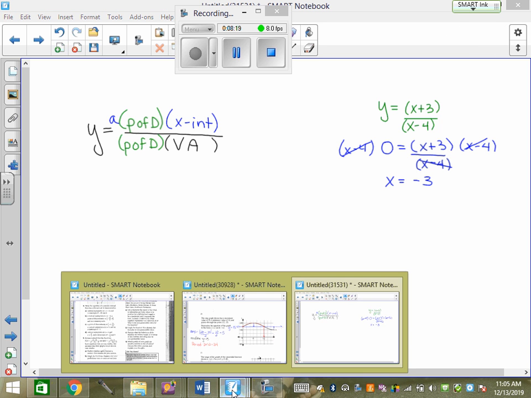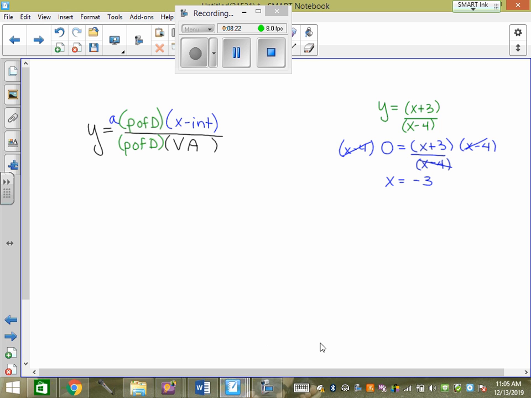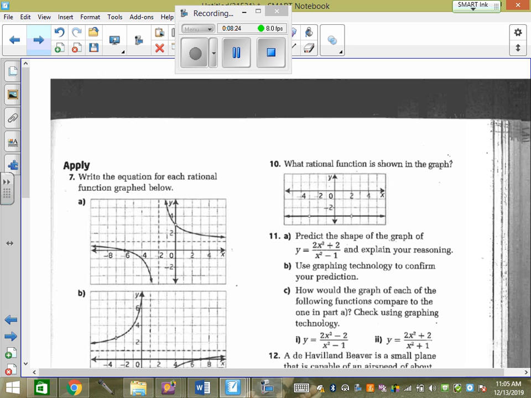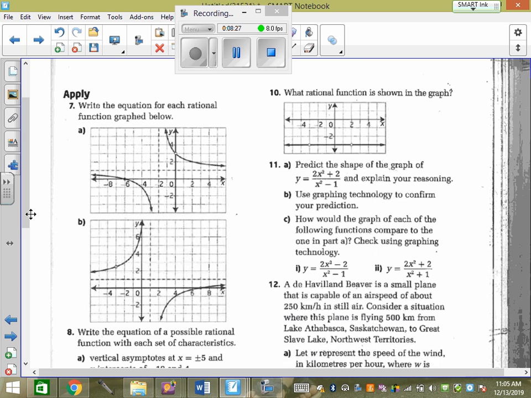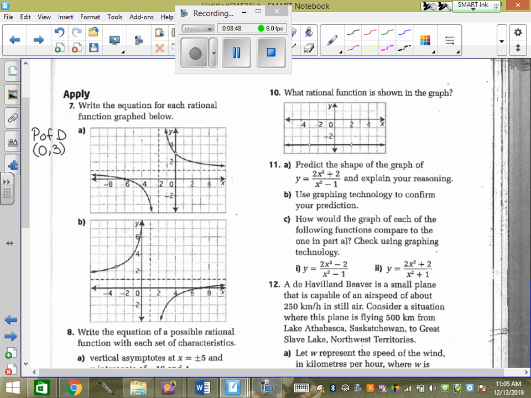All right. Here, 7. Let's state what we do know for 7. We know we have a point of discontinuity, a P of D. Can we write P of D on the diploma? No, you can, it will not be pretty. I would not suggest it. Bad things will happen. Okay. Point of discontinuity is at 0 and 3. We know we have a vertical asymptote at x equals negative 2.